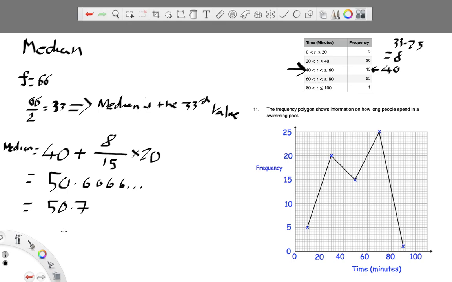And then again, the question that I've continually asked throughout this video, what does that answer actually mean? Well, it's the median, but it's the median of what? It's the median of the time in minutes that people spent in a swimming pool. So the median is 50.7 minutes. So the middle value, if you like, is 50.7 minutes.